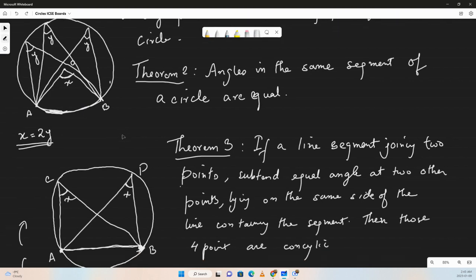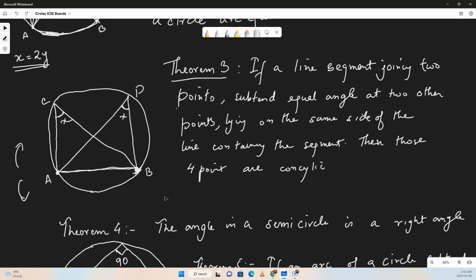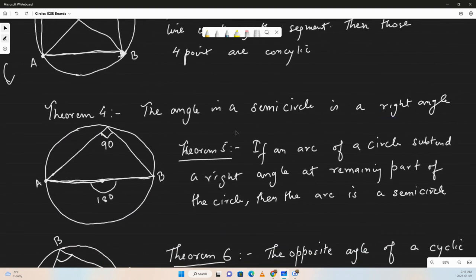So next one we talked about, if a line segment joining 2 points subtends equal angle. So this line segment AB subtends equal angle on the same side. So if there's a point D and point C, and if this AB subtends equal angle at point C and point D, then all those 4 points are concyclic. So that's theorem 3. So what was theorem 4? The angle in a semicircle is a right angle. So if you have a semicircle, all the angles inside it would be right angles.